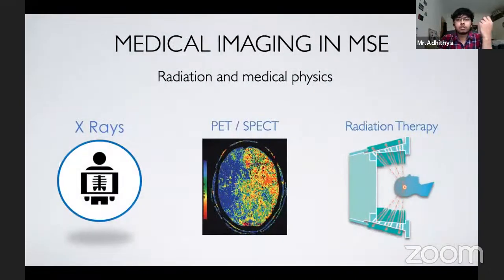So first, radiation physics or medical physics. Radiation physics basically deals with any kind of ionizing radiation in order to develop therapeutic or diagnostic applications. Diagnostic application starts with X-ray imaging or radiography.